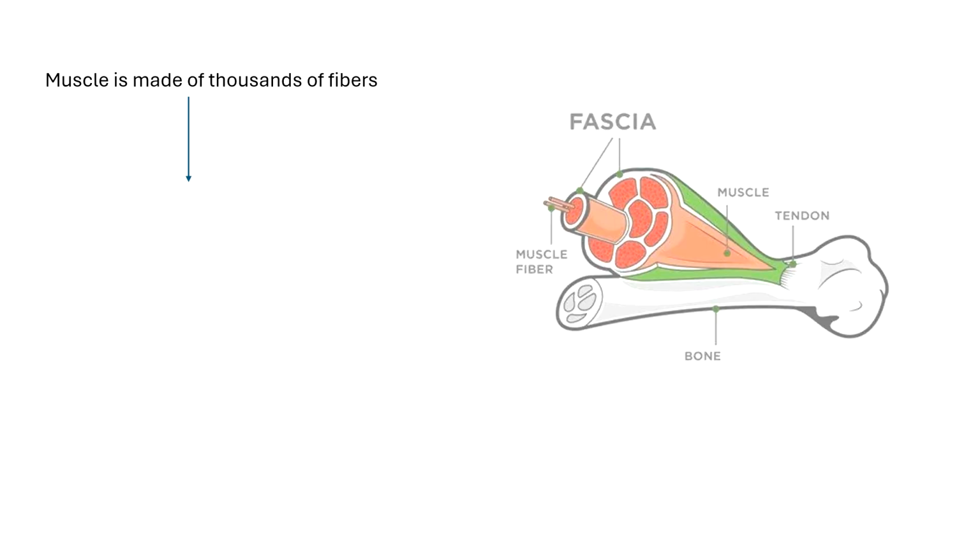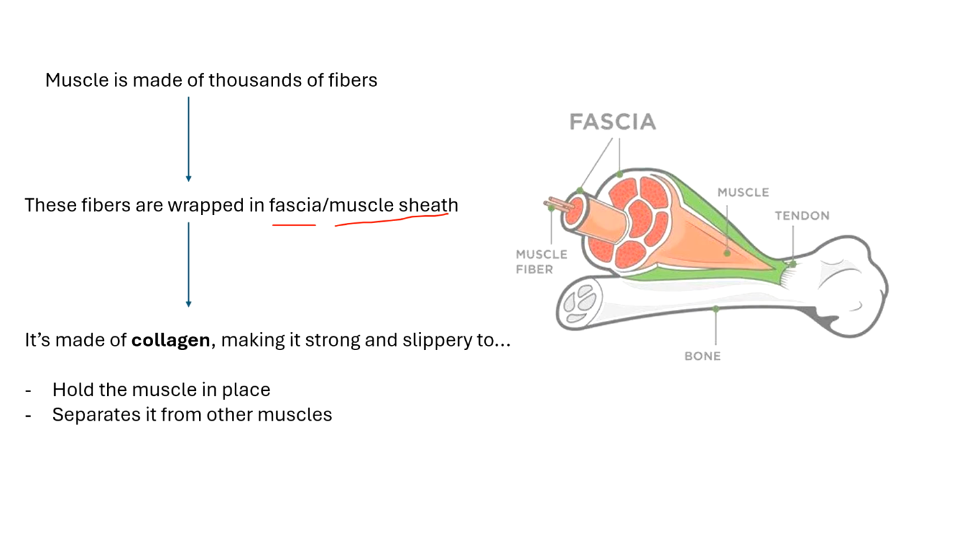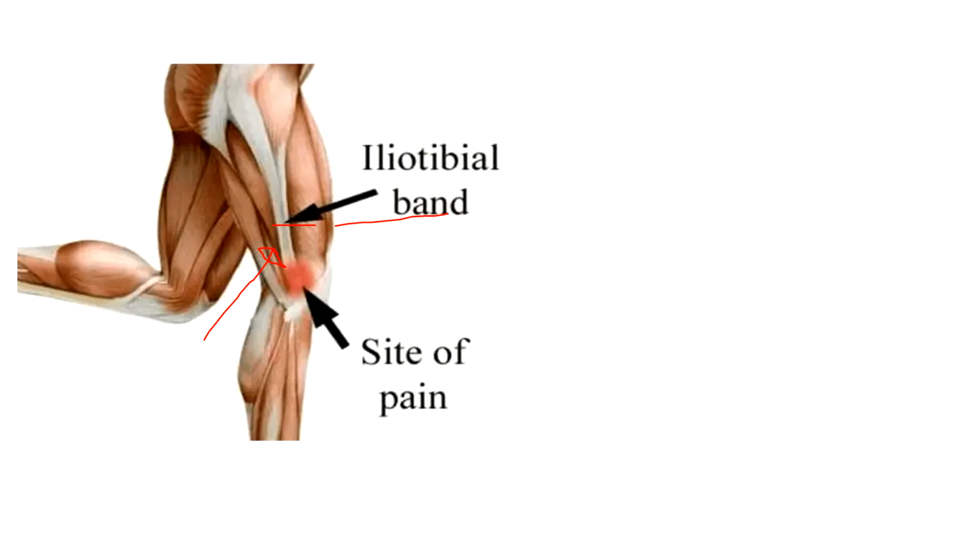The fibers that muscles are made of are wrapped around a protective layer of muscle sheath, also known as fascia, and it is made of collagen. This makes it strong and slippery in order to allow holding the muscle in place and separating it from other muscles. An example would be the iliotibial band.